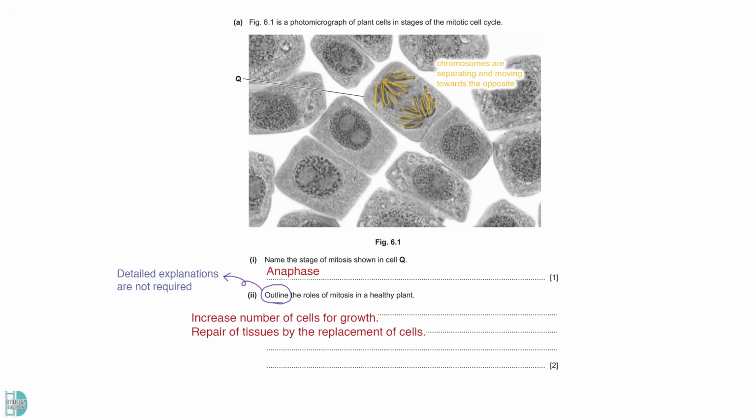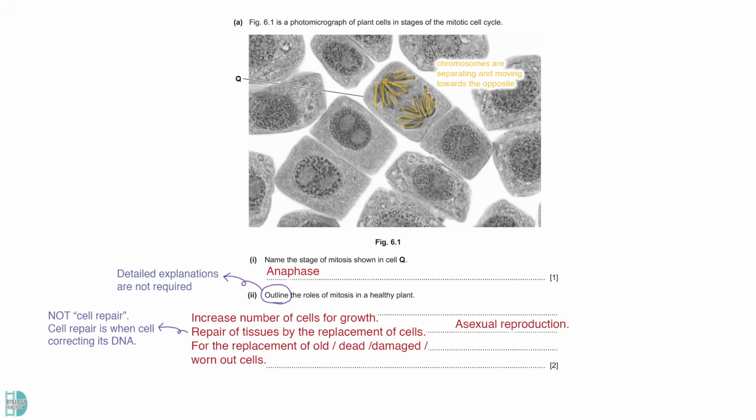Take note that it's wrong to say that it's for the repair of cells, because that would mean the repairing of DNA in a cell, which is not a role of mitosis. Next, new cells can be made to replace all dead, damaged or worn out cells. It is also for asexual reproduction. A general statement to state that mitosis can produce genetically identical daughter cells can get you 1 mark as well.